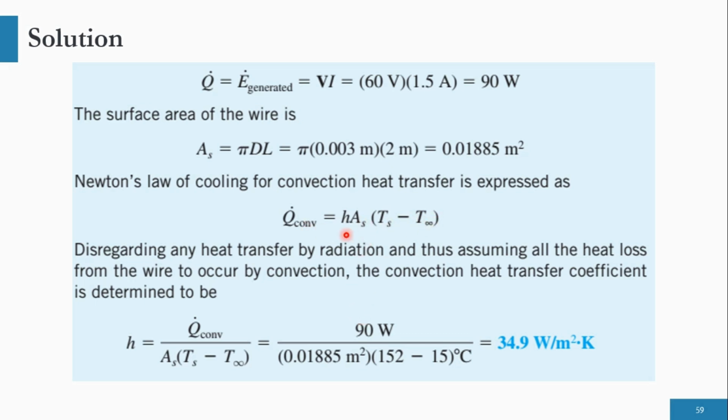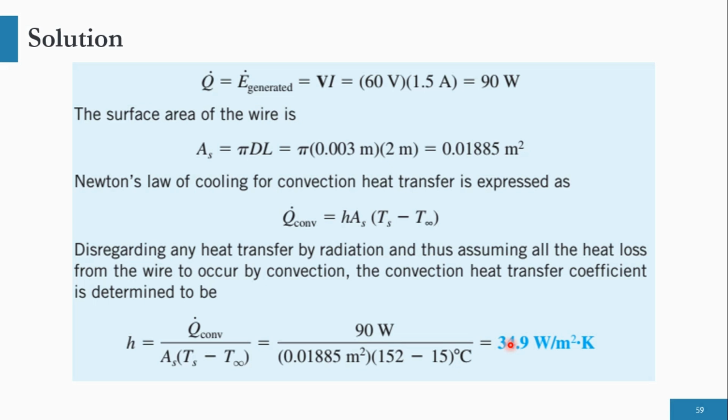So just rearranging the equation, h is equal to Q over A_s (Ts minus T infinity). That is 90 divided by 0.01885 times (152 minus 15). So this gives an answer of 34.9 watt per square meter per Kelvin. So this is how we have used the Newton's law of cooling to calculate one of the parameters.